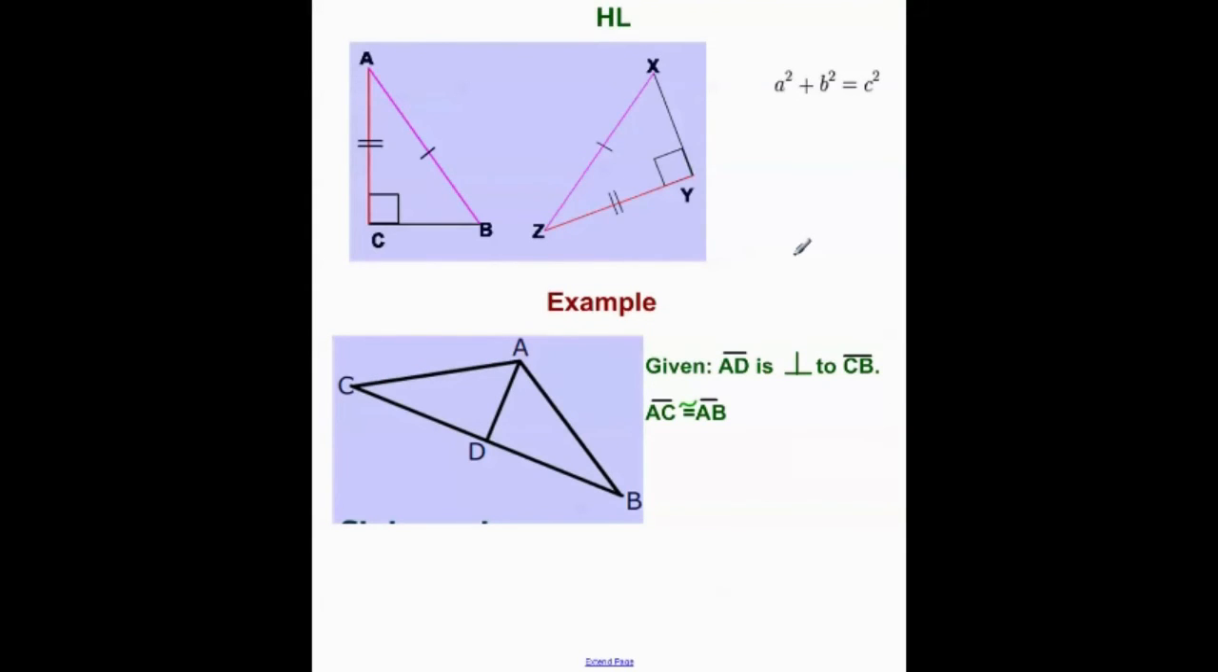Hypotenuse leg. A lot of people miss this one because when they see a right triangle, they immediately put down hypotenuse leg with no thought whatsoever. That would be a no-no.